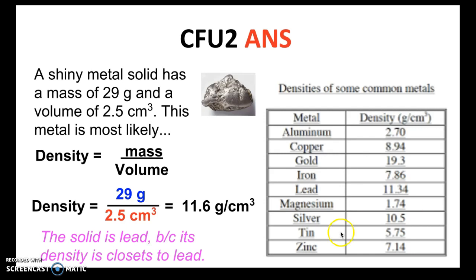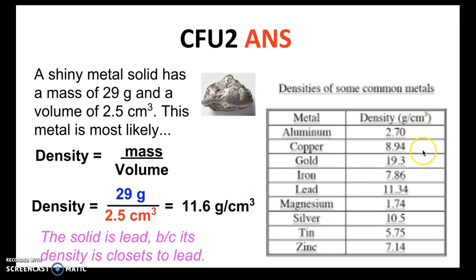Okay, so here is the answer here. The first thing we did was calculate the density by taking the mass, which is 29 grams, and dividing it by the volume, 2.5 centimeters cubed. Remember, I know this is the mass because of what it says, and also the units. And I know this is the volume because of what it says, and also, again, the units. All right, so I go ahead and plug that into my density equation, and I get the density to be 11.6 grams per centimeter cubed.